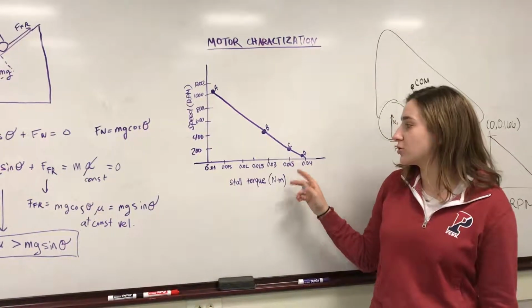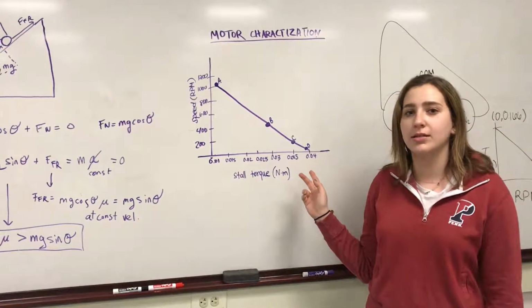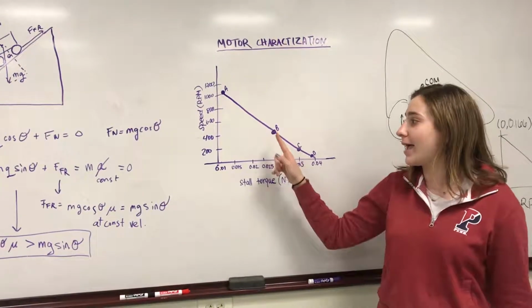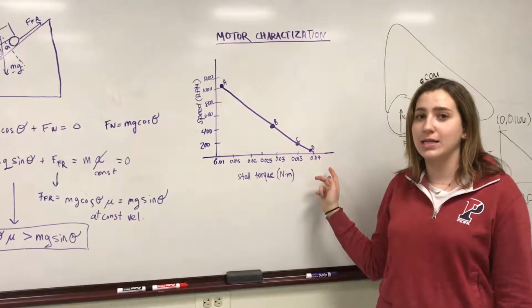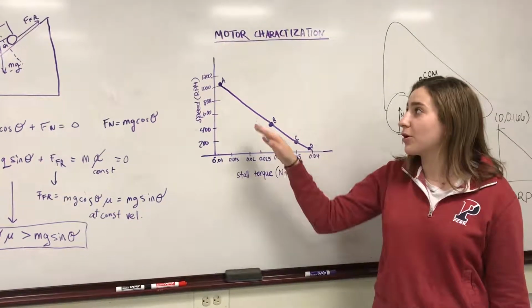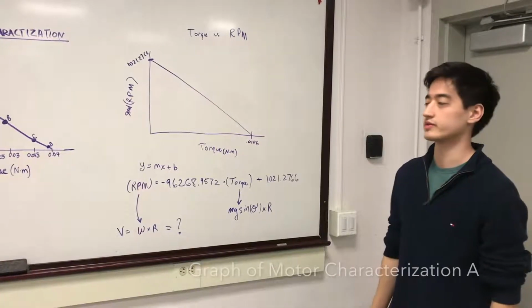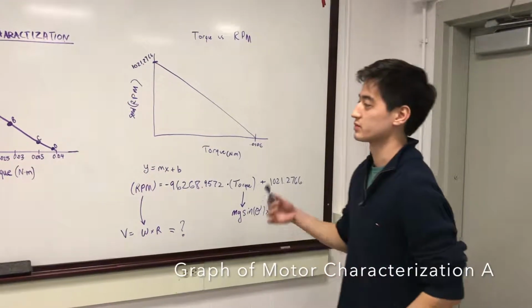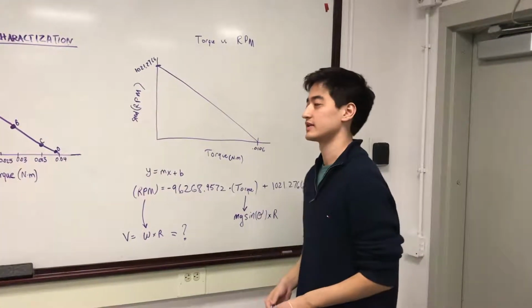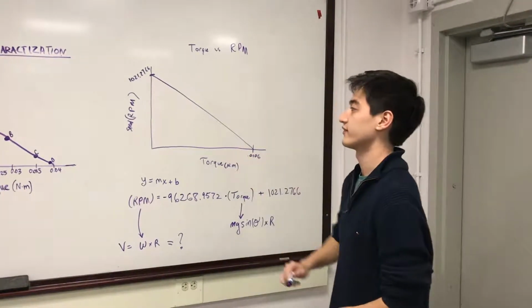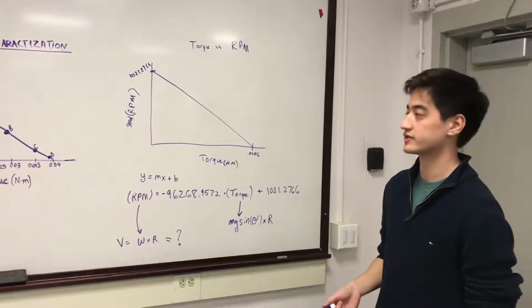For the stall torque, we couldn't do C and D because it just wouldn't work. So we had to extrapolate our data from A and B in order to find C and D. And then with that, you could put it on a graph, and that's how you find your motor characterization. We chose A because it provides the greatest RPM, despite the fact that it has the lowest stall torque. So this is a graph essentially of that motor characterization.